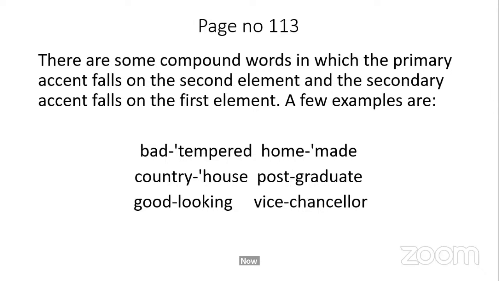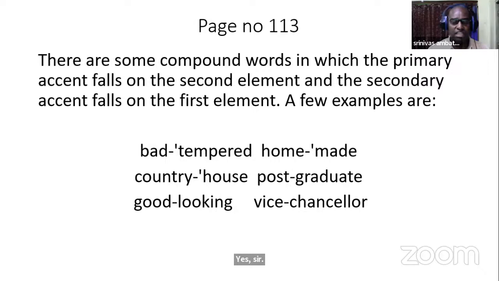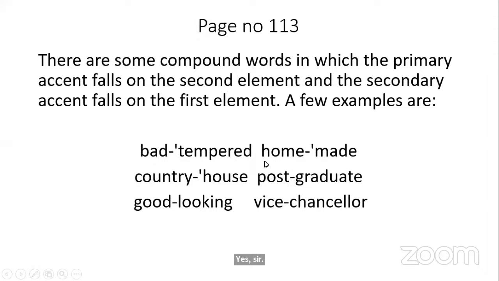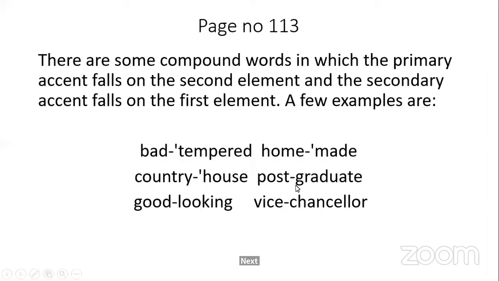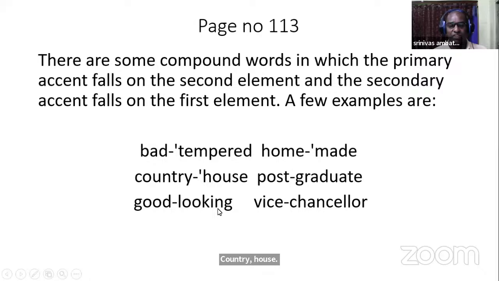So we'll just check. First, say this word. Bad-tempered. So where is the accent on second element? Yes, sir. Okay. Bad-tempered. Next. Homemade. Homemade food is good always. Next. Country house. Postgraduate. Good looking. There is no accent, sir, here.